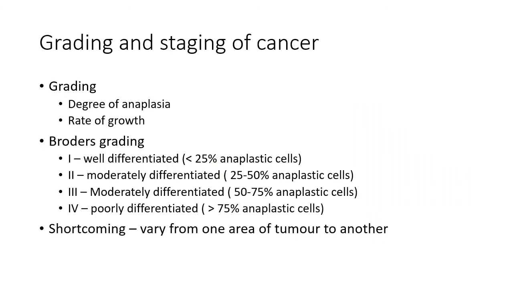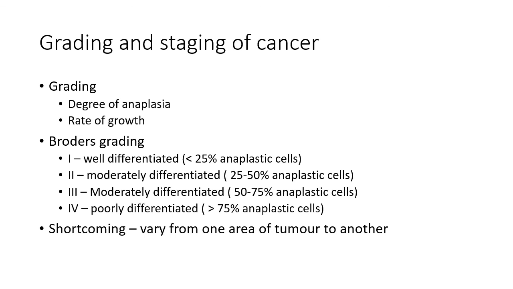Coming to the last topic of this session, that is grading and staging of cancer. Grading and staging are two systems which help to predict the tumor behavior and guide therapy. Grading takes into consideration the gross appearance and microscopic degree of differentiation, while staging takes into consideration the extent of spread and other clinical features also. Grading is mainly by gross and microscopic appearance, and it is based on two important histologic features, that is degree of anaplasia and rate of growth.